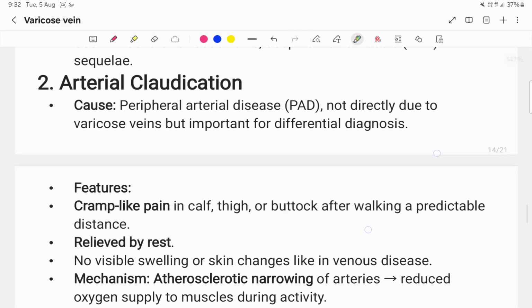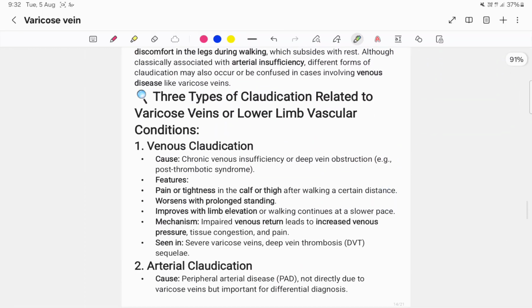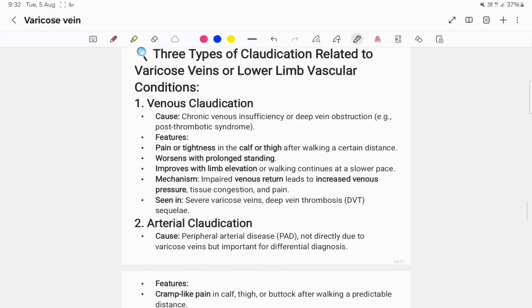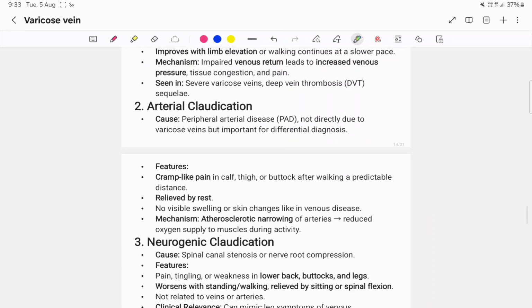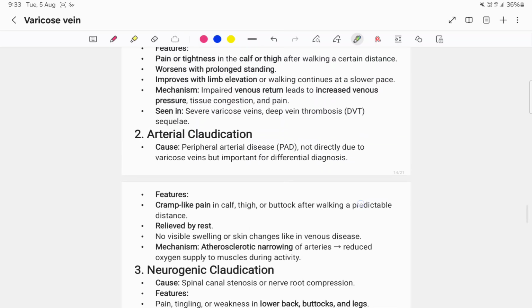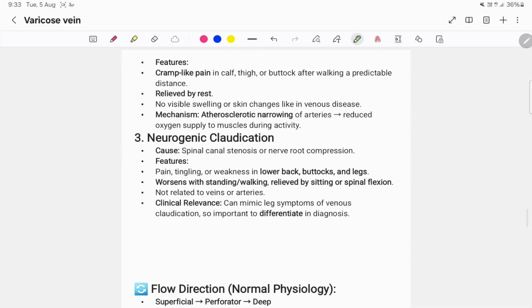Now before going to the next topic, let us summarize the claudication. In case of venous claudication, pain and tightness after walking a certain distance, worse with walking or standing. In case of arterial claudication, cramp-like pain in calf, thigh or buttocks after walking a predictable distance, relieved by rest, and no visible skin change. In case of venous claudication, skin change and venous ulcer are present.